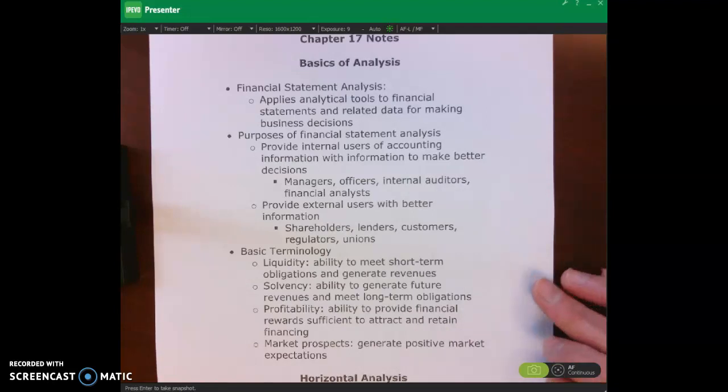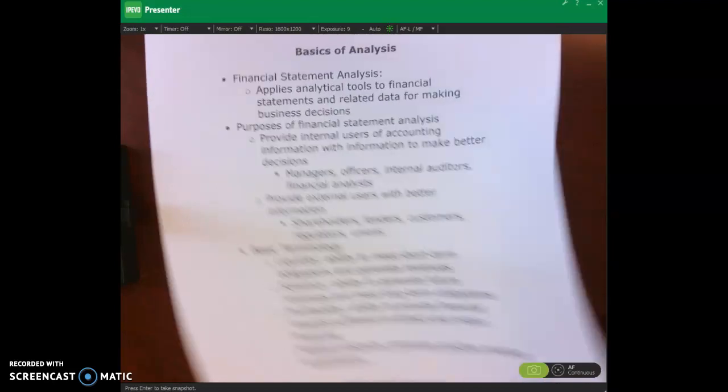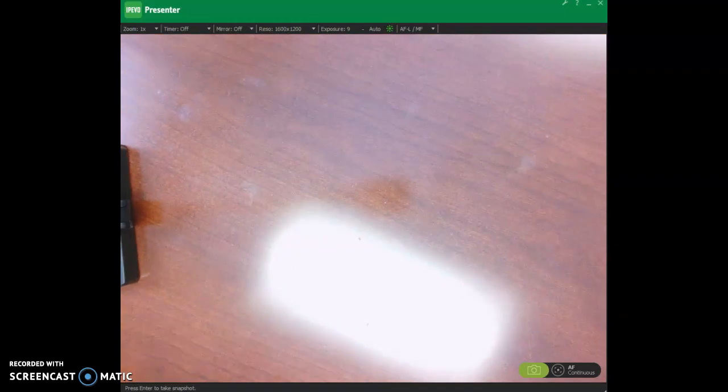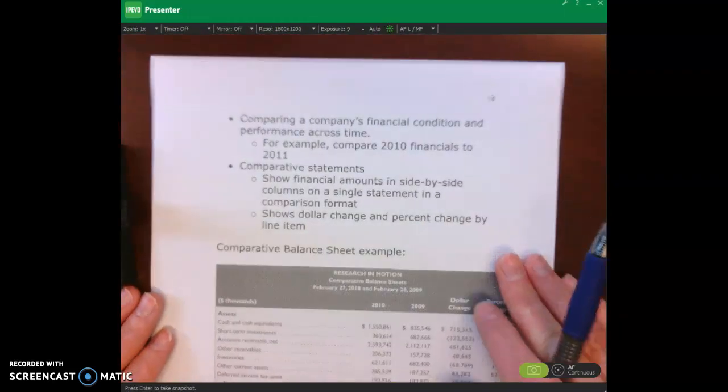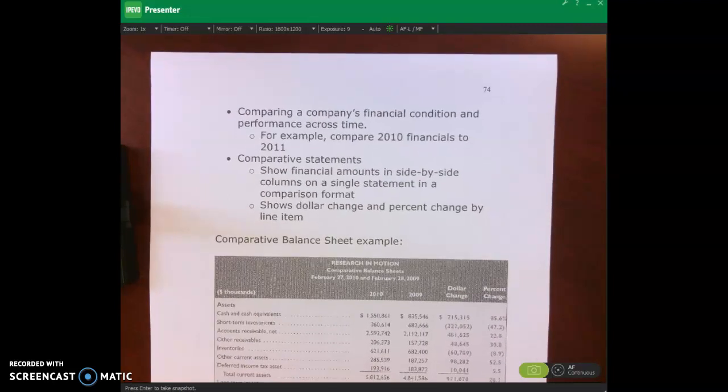Before we talk about ratios, I want to talk about horizontal analysis and vertical analysis. Okay? So when we talk about horizontal analysis, what we're really referring to is comparing a company's financial condition and their performance across time. So there's a couple ways that we could do this.